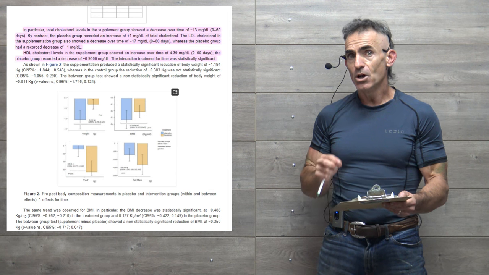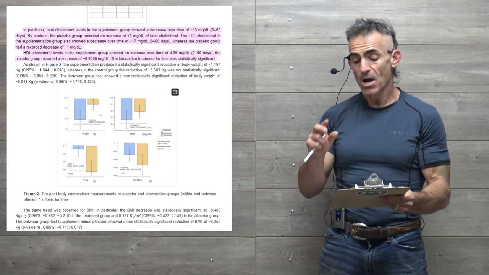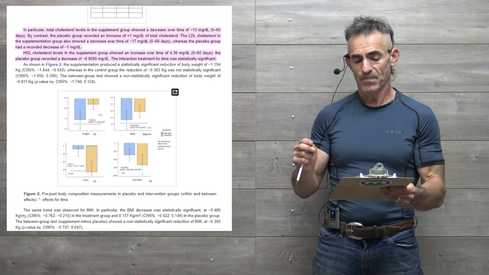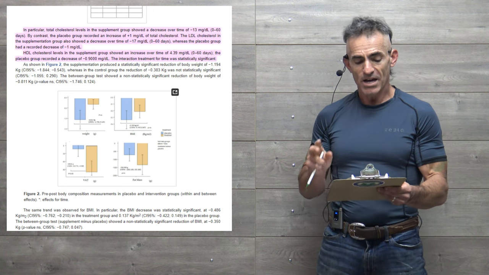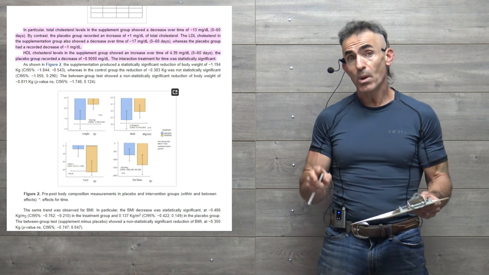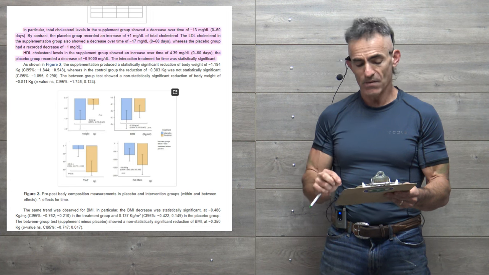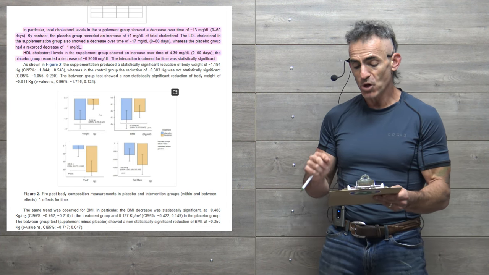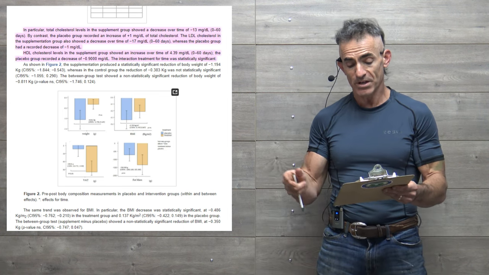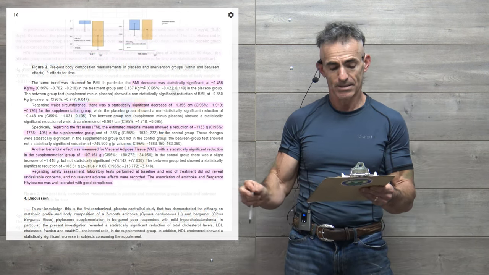In particular, total cholesterol levels in the supplement group showed a decrease over time of 13 points. By contrast, the placebo group recorded an increase. The LDL cholesterol in the supplementation group also showed a decrease over time of 17 points, with the placebo group raised just 1 point. HDL cholesterol levels in the supplement group showed an increase over time of 4.39 points, and the placebo group recorded a decrease. The interaction treatment for time was statistically significant.